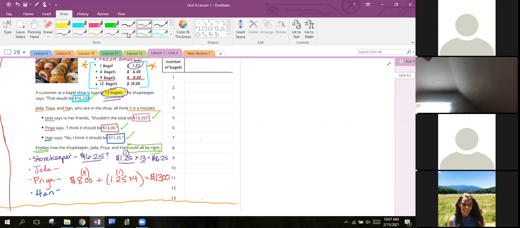Raven also got Han's, which Han said the price was $11.25. So Han did the price of 12 bagels for $10. So that's going to get us 12. Okay, we still need 1 more bagel, so we're going to add on the price of 1 bagel. And that's going to give us the $11.25.